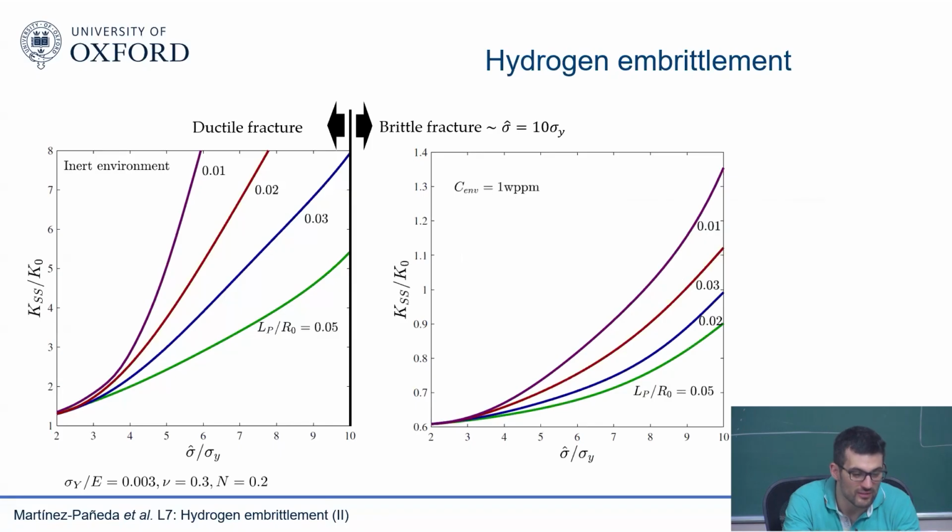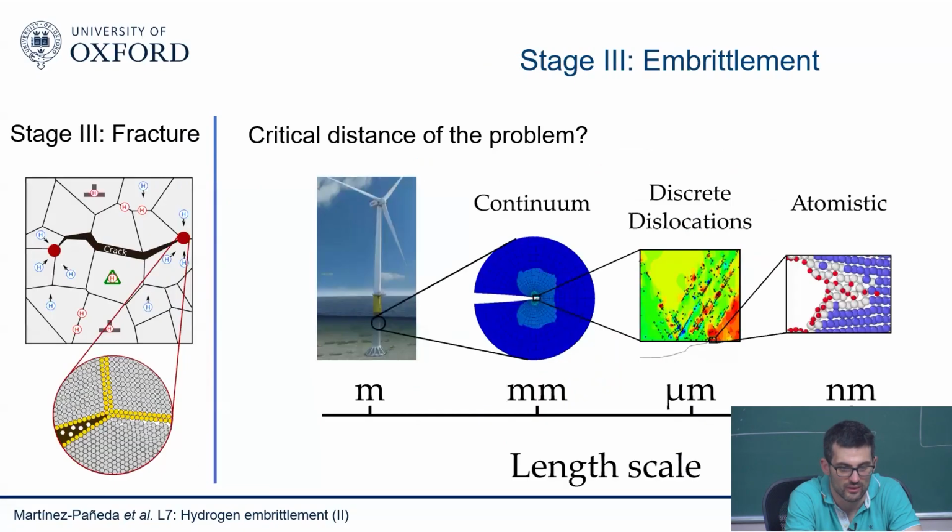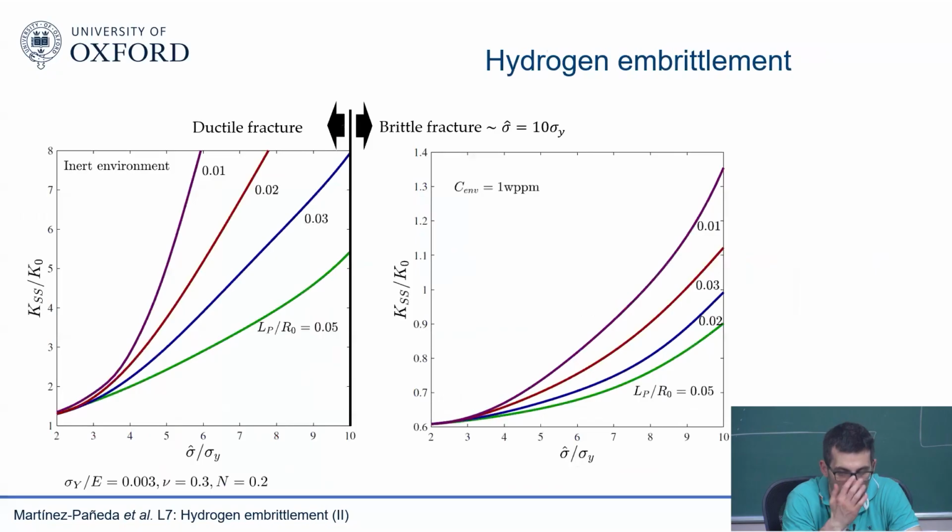Even if the length scale of your material is such that you are somewhere here, now with hydrogen, which is normally the case, normally we have ductile materials where the length scale is very small, on the order of microns, my R0 is quite large. Hydrogen has suddenly pushed all this curve to the right. And this is important, of course.